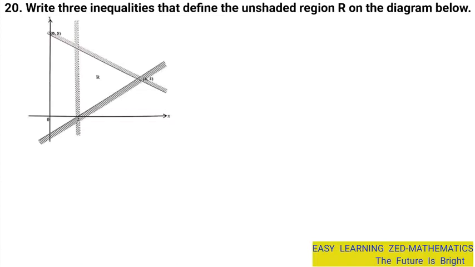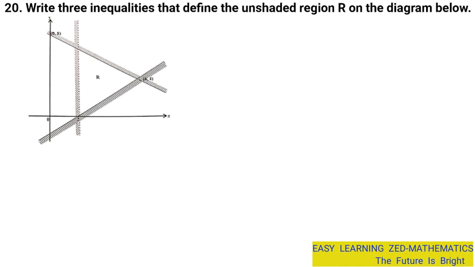Okay, question 1 was write 3 inequalities that define the unshaded region R on the diagram. Okay, so this is the question and that is the diagram. So I urge you viewers to take note of the lines as well as the coordinates.